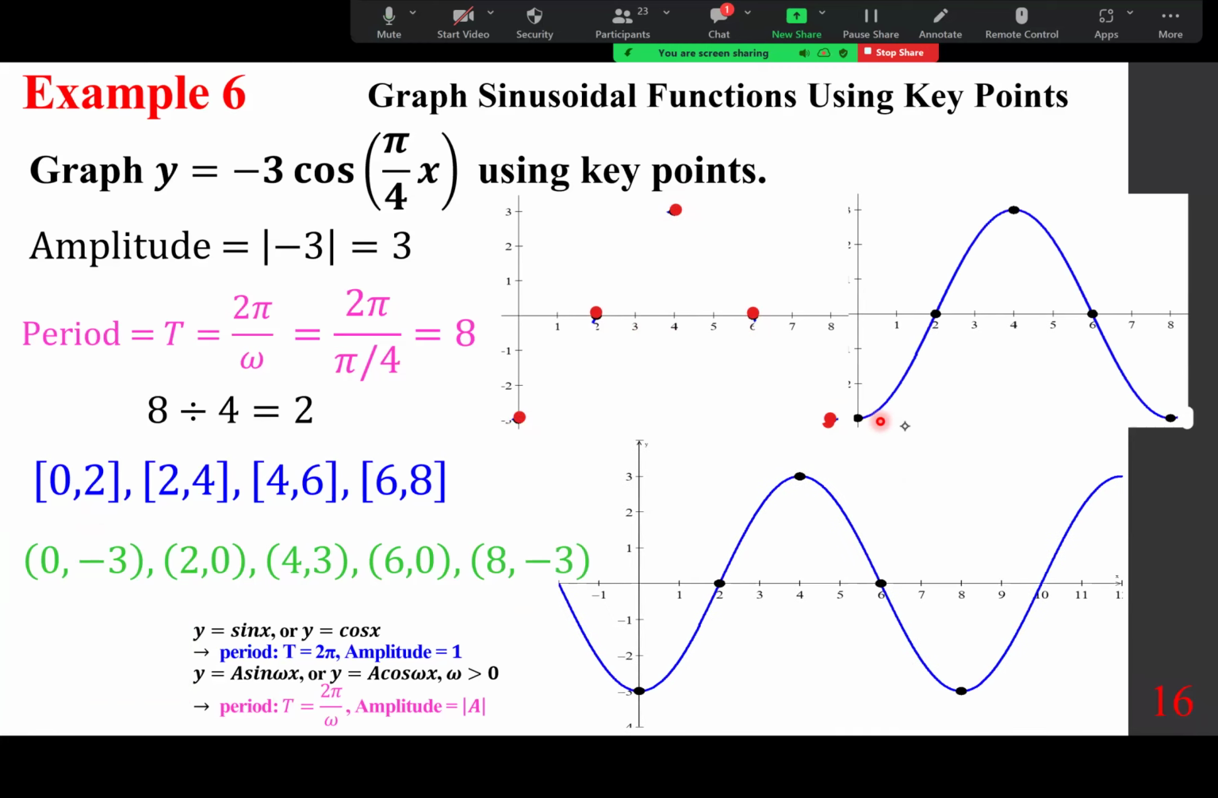and you're done. By the way, the range has changed from -1 to 1 for the basic one to -3 to 3, because of the amplitude. Again, it's very straightforward. I hope everybody is following that. If you cut it into 4 equal pieces, it makes life really easy.